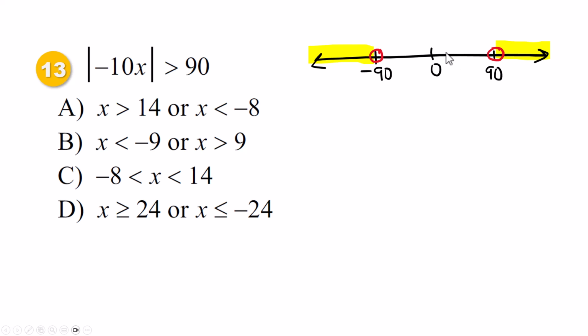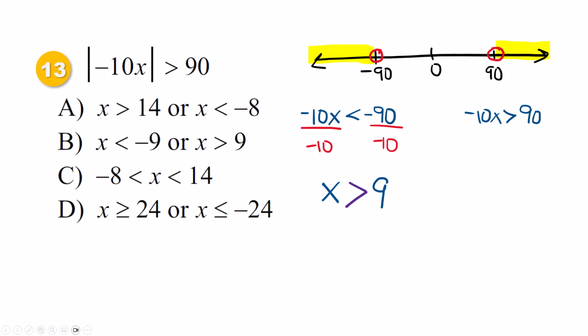So now that I have this set up in my mind, I know how to set up these two inequalities, and I solve both of them. -10x less than -90 has to do with anything that's down here in this neighborhood. Divide both sides by -10. And that's x, and that's a 9, but the sign needs to flip because I divided by a negative number. The same thing's going to happen over here. I'm going to divide by that -10. And there's our sign flip. So the correct answer is B.